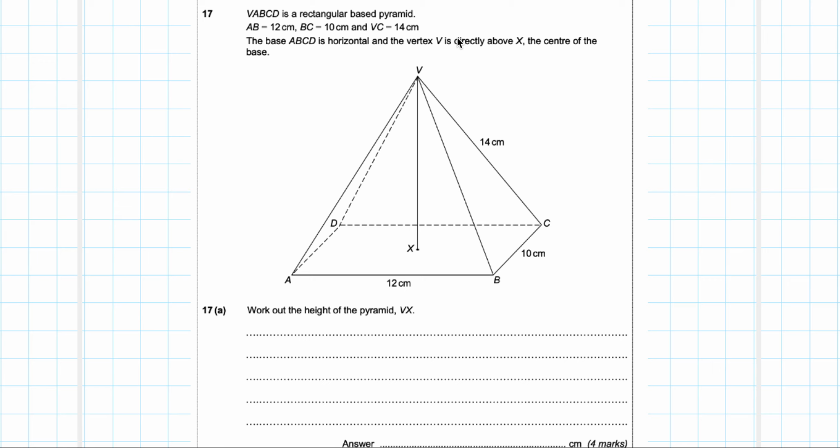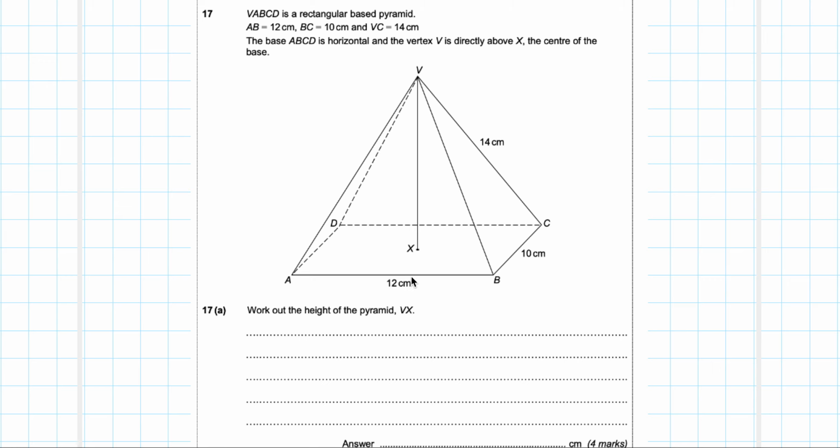Question 17, we have VABCD is a rectangular base pyramid where AB is 12 centimeters, BC is 10, and VC equals 14. The base ABCD is horizontal and the vertex V is directly above X at the center of the base. Work out the height of the pyramid.